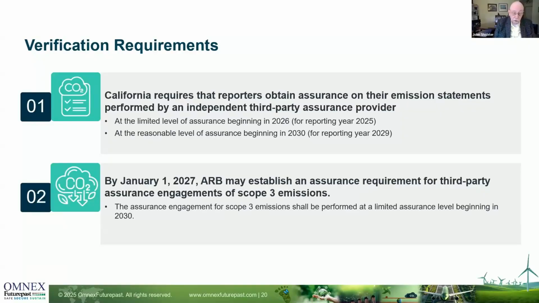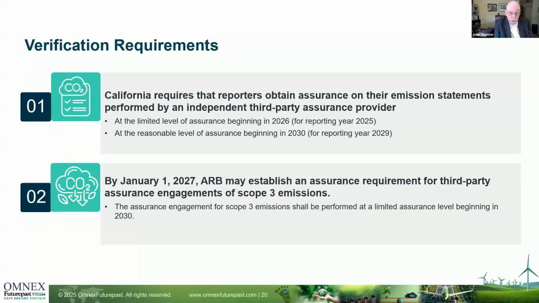However, starting in 2030, for reporting year 2029, ARB, according to the law, will switch from limited assurance to a reasonable level of assurance. This will make your verifications more intensive, and it will include site visits, and the cost will certainly go up.